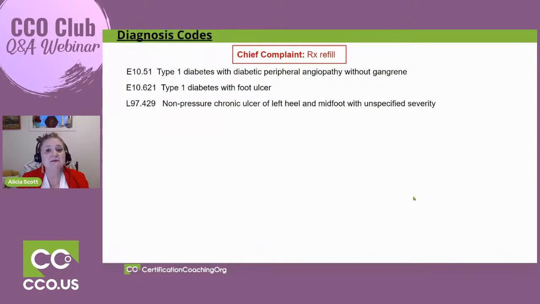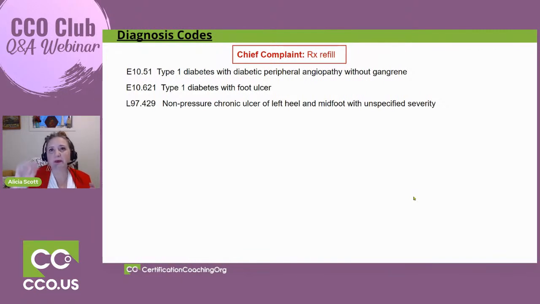And obviously, this isn't why he's seeing the provider today per se. It's being followed by the podiatrist, and he sees him twice a month. So if we go back and look at the podiatry report, we would be able to achieve a higher specificity as far as the severity, because you could use whatever the podiatrist used in his notes. And sometimes, though, they're not in the same facility.